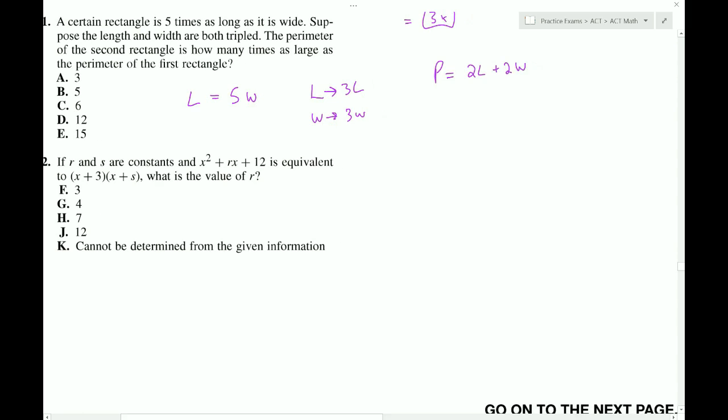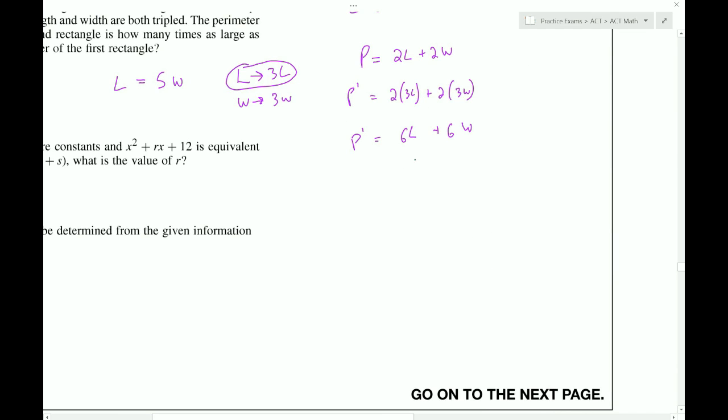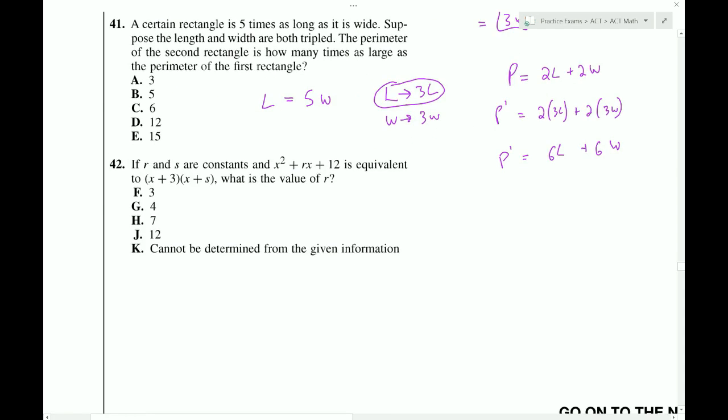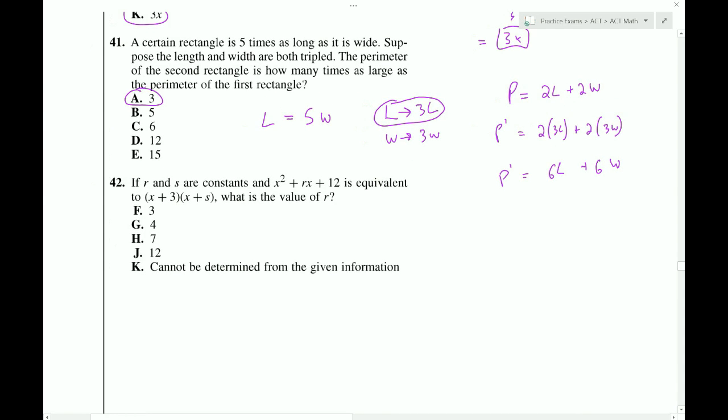So now, at this point, here's the first way we could do this. We could change L to 3L in the formula, okay? Do the same thing for W, change it to 3W. And we can call this P prime. That's our new value for P, right? And what we notice here is that we get 6L plus 6W, right? So we have to compare that to the original, which is 2L plus 2W. All right, so the idea here is it's like 3 times larger, right? So the answer would be 3 times larger than the original.